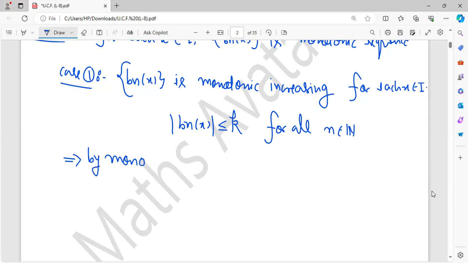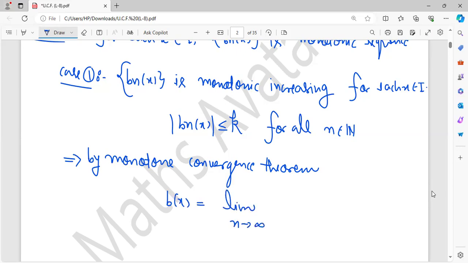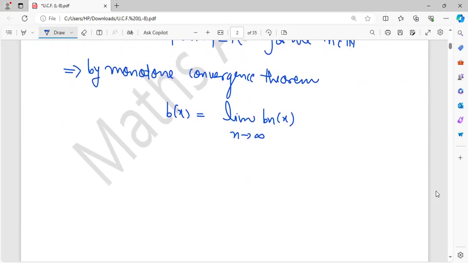Monotone convergence theorem says that if you have a monotonically increasing sequence that is bounded above, then such sequences are always convergent. So for each x, this sequence will converge. So I am saying that the limit as n tends to infinity of b_n(x) is b(x). And I am defining a new sequence. Now define a new sequence a_n(x) equal to b(x) minus b_n(x).